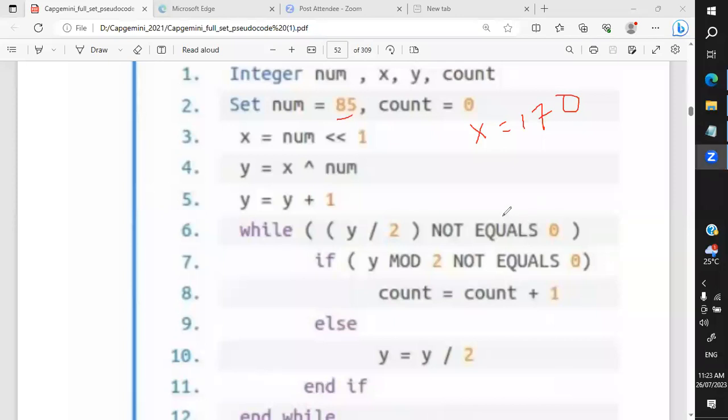I'll scroll down here. Just a second. So yeah, after that, y is equal to x XOR num. X value is 170. Num value is 85. So if you do XOR for this, what will you get? For that, you have to write the binary representations and do XOR. What is XOR? Can you tell me what XOR is? XOR means what?